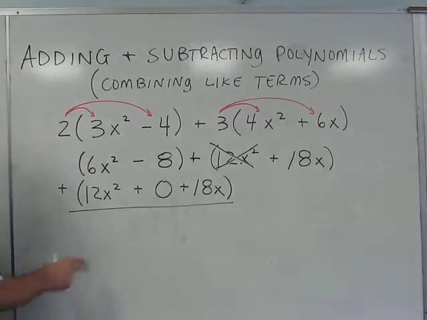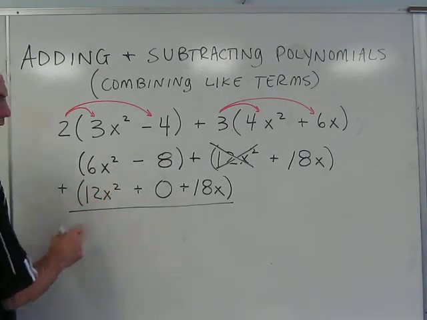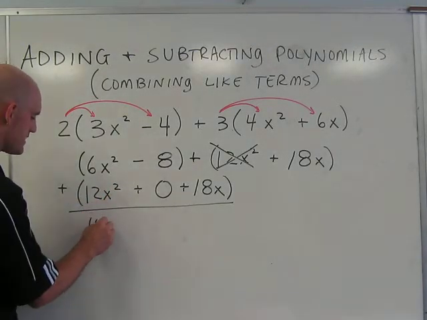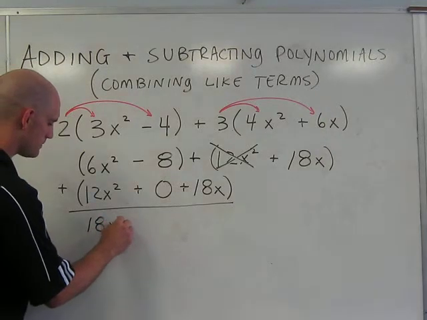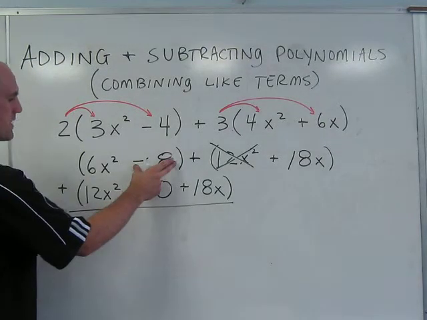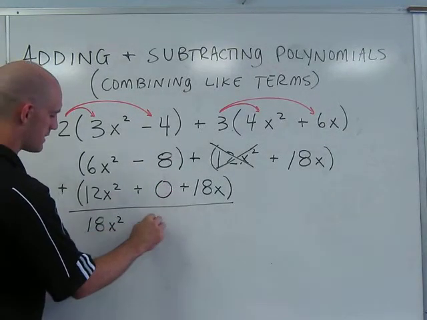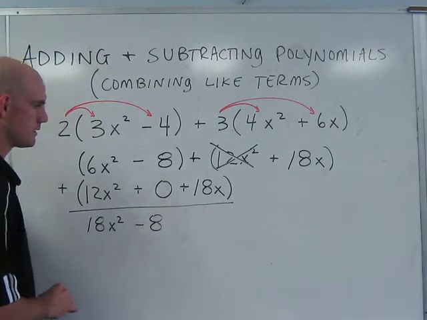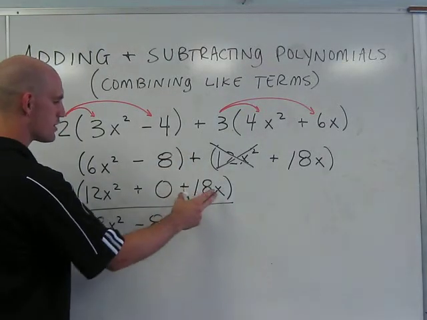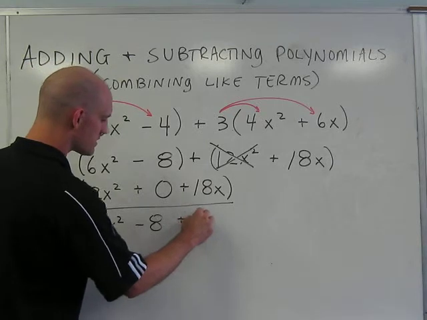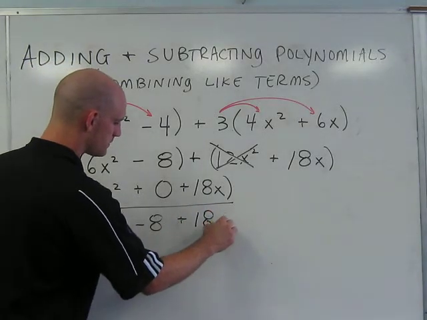When I add, I come up with 6x squared plus 12x squared is 18x squared. Negative 8 plus 0 is minus 8. And I have nothing up here to go with my x, so I have a plus 18x.